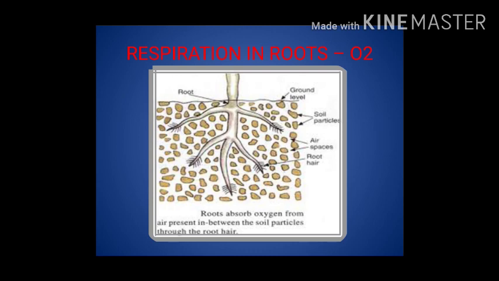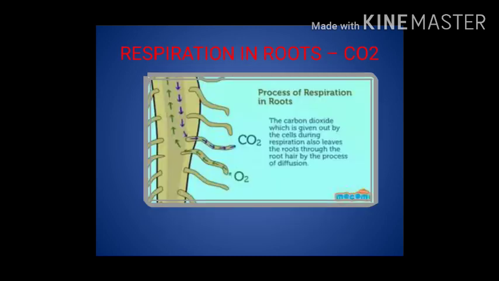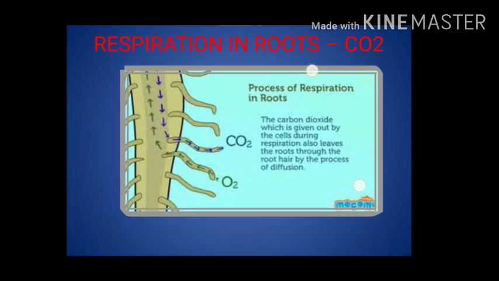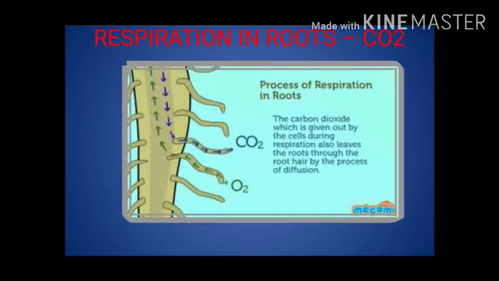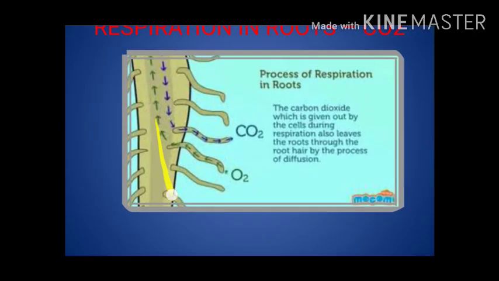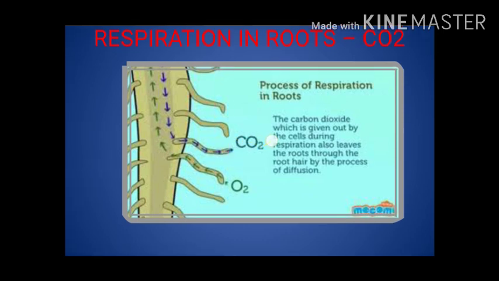Now in this picture you can see the root, the small root hairs, soil particles and the air spaces in between the soil particles. Now moving on to the next picture, here you can see oxygen is being taken inside and carbon dioxide is moving out. Carbon dioxide, which is given out by the cells during respiration, also leaves the roots through the root hairs by the process of diffusion.